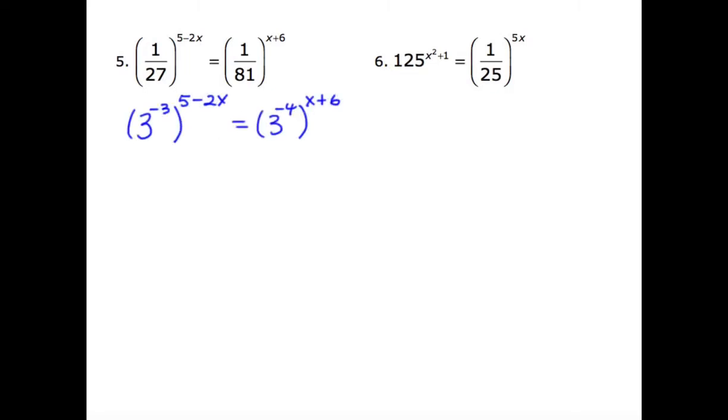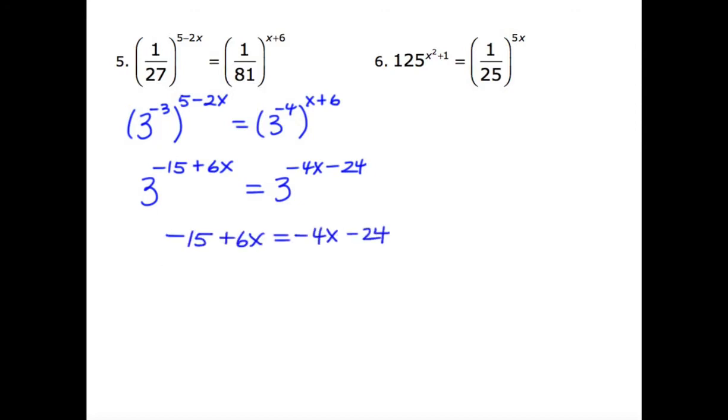Remembering that when you raise a power to a new power, you multiply, we're going to distribute the negative 3 through on the left side and the negative 4 through on the right side. So we're going to end up getting 3 to the negative 15 plus 6x equals 3 to the negative 4x minus 24. Now that we have our common bases on each side, I can simply equate the exponents.